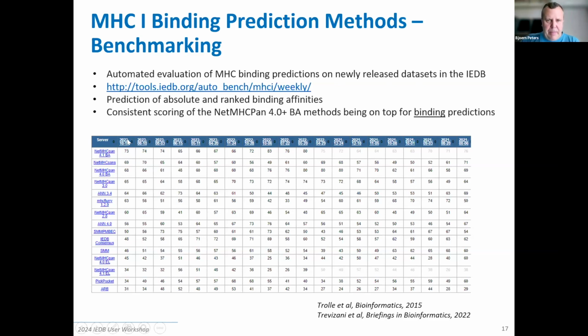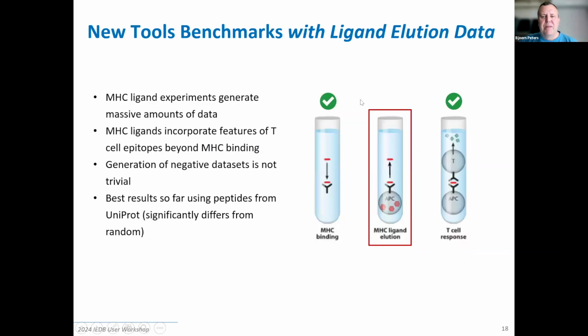This gives us these numbers here, and essentially the higher the better. And the NetMHCpan methods perform the best. The BA for binding predictions, and as we showed on the other slide, the EL, which is actually not so great for binding predictions, performs best for T-cell epitope predictions, as I showed you before.